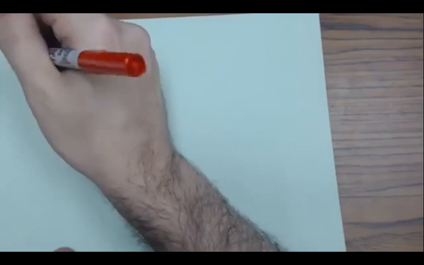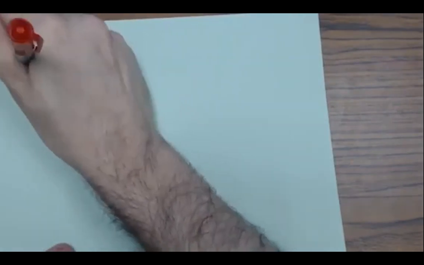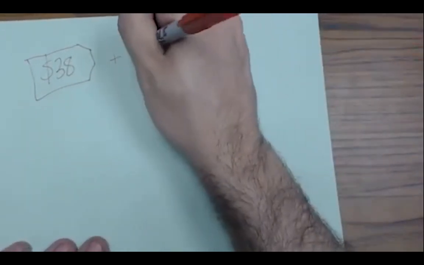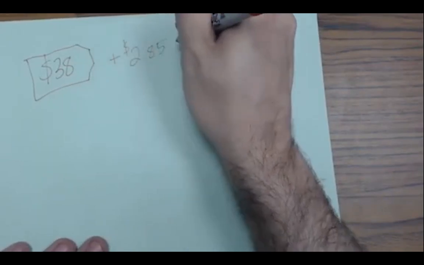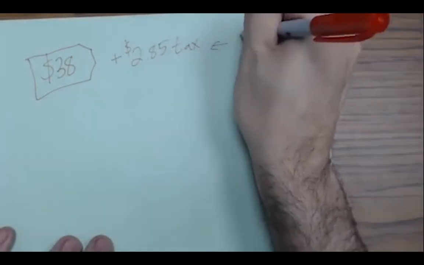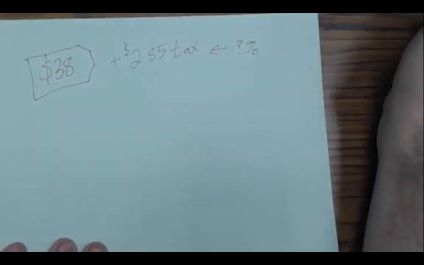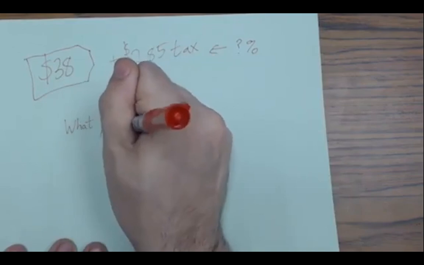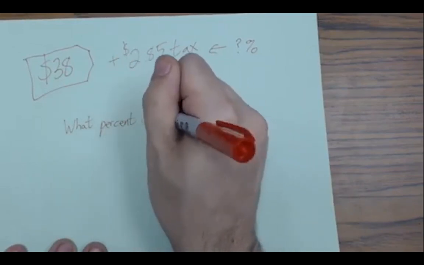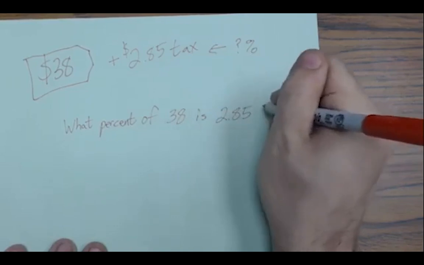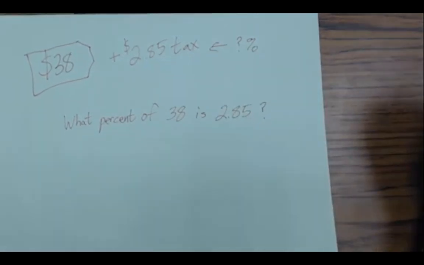A mirror has a purchase price of $38. If the sales tax on this purchase is $2.85, what is the sales tax rate? In other words, we're asking, what percent of 38 is $2.85? What percent of 38 is 2.85?